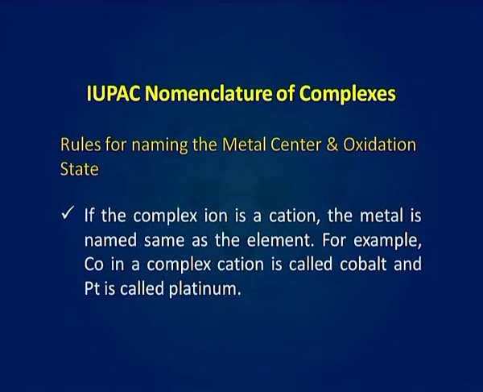When naming the metal center, you must know the formal metal name and the oxidation state. To show the oxidation state, we use Roman numerals inside parenthesis. If the complex ion is a cation, the metal is named same as the element. For example, Co in a complex cation is called cobalt and Pt is called platinum.